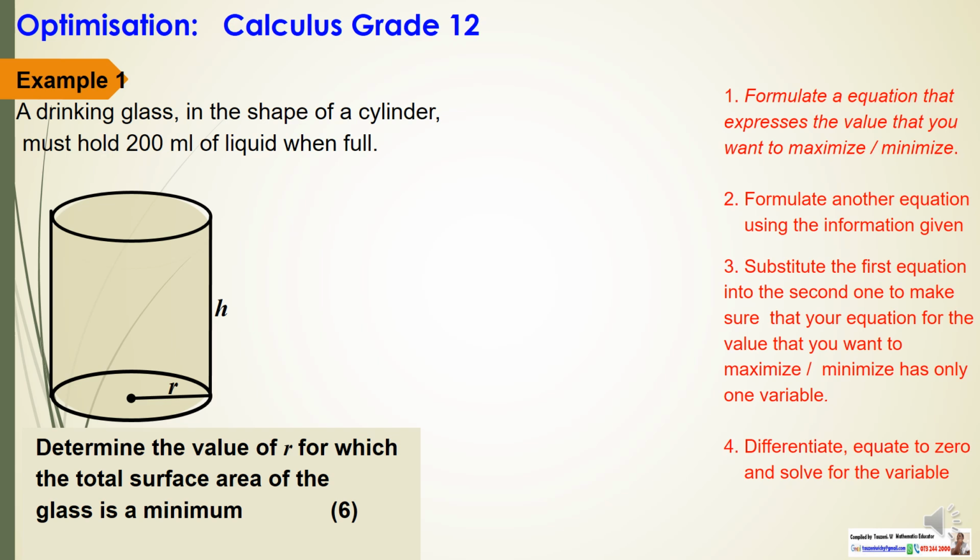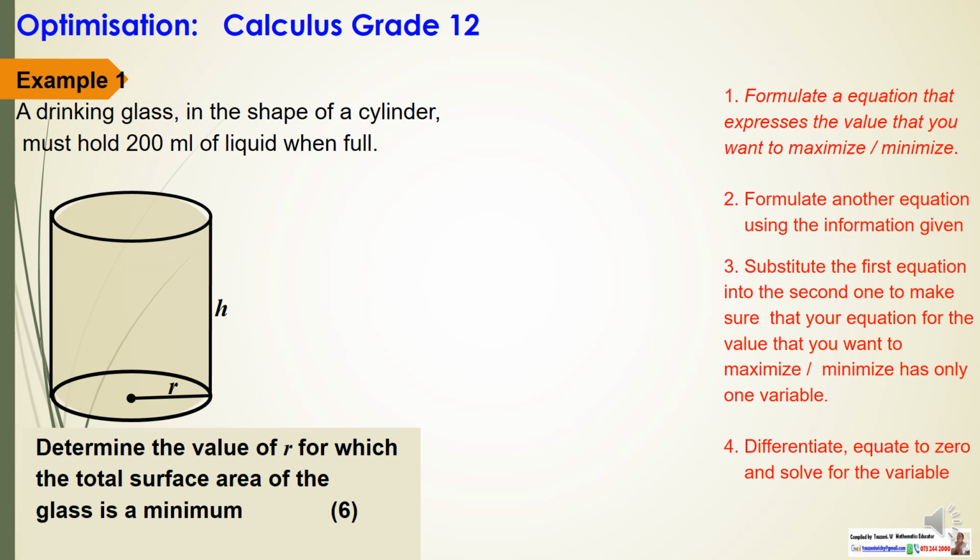Now, to answer this question, the understanding that we need is that at the minimum or maximum, the derivative is always equal to 0. At the minimum of anything, minimum distance, minimum height, maximum length, maximum volume, maximum surface area, at the maximum or minimum, the derivative is always equal to 0.